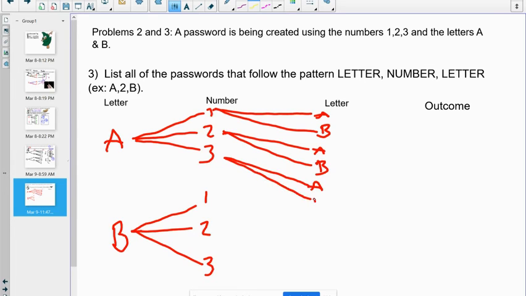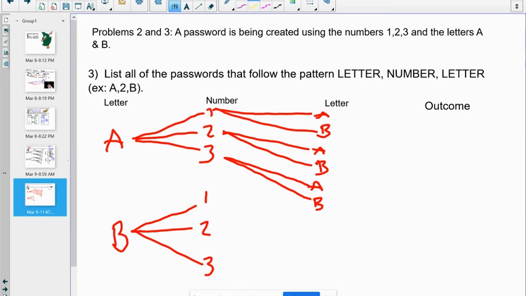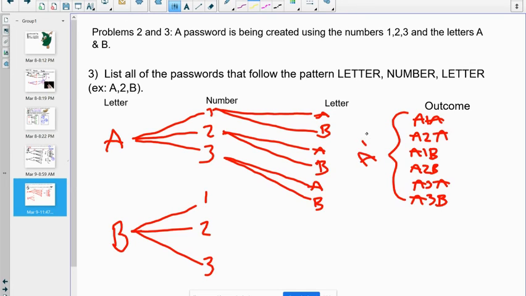This is where you might be, see how I'm kind of starting to run out of room here. For the sake of time, because we got some good practice with it on this slide, I'm not going to finish the table. I want you guys to finish it. But again, if we write out our outcomes, we have A1A, A2A, A1B, A2B, A3A, A3B. And those are all of our different ways if we had picked A first again.